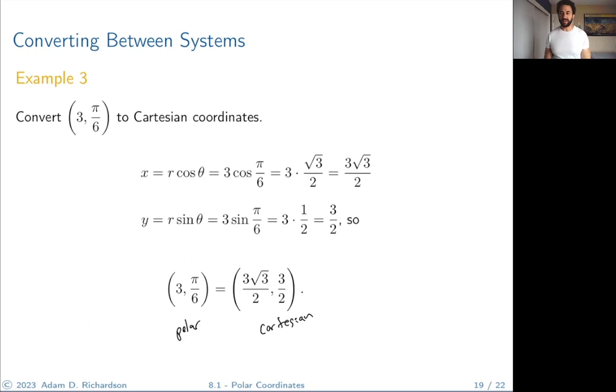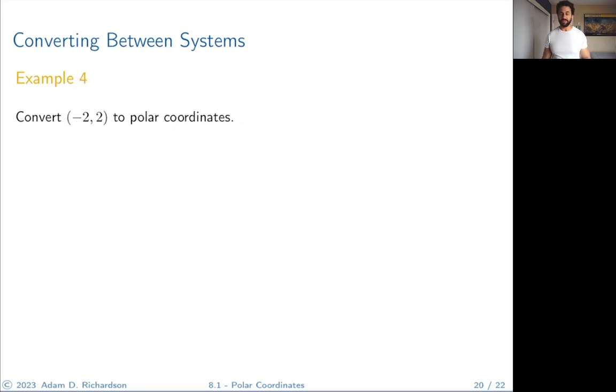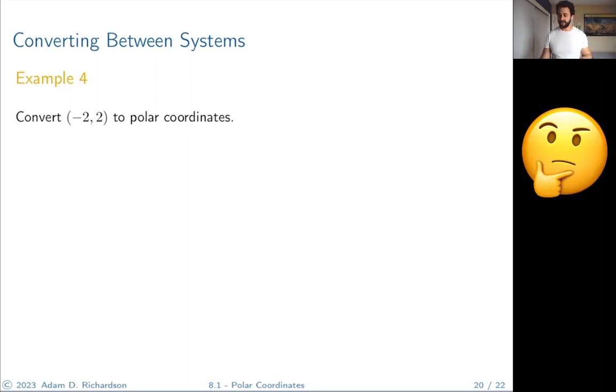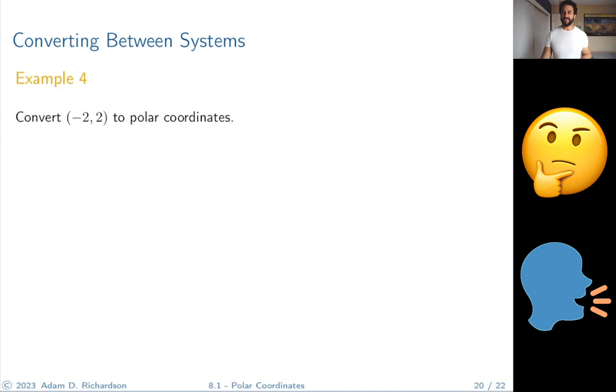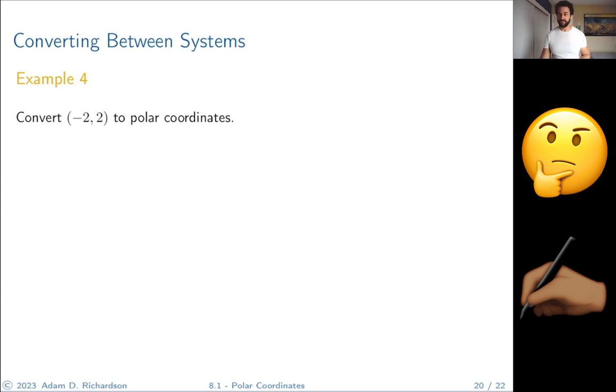All right, now let's try to go the other way. So let's do another example. See if you can convert this point to polar coordinates. So just like before, think about it first. All right, now say something out loud. Maybe like, what equations do you think you're going to use? All right, now try to work it out on your own. See if you can give me the polar coordinates of this point.